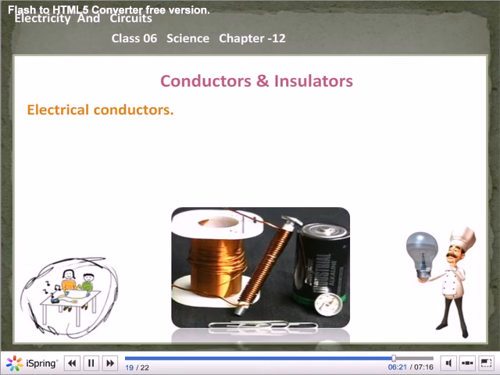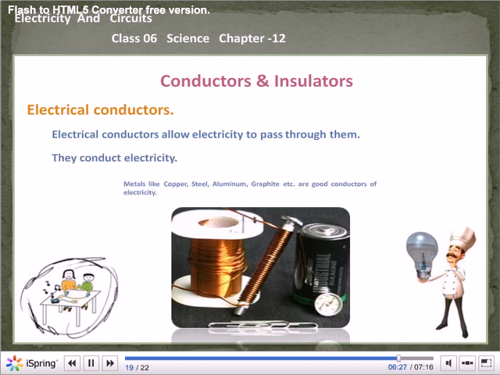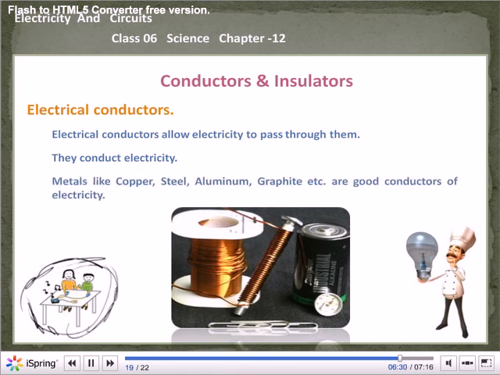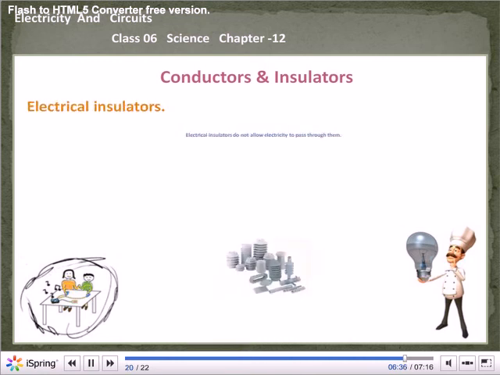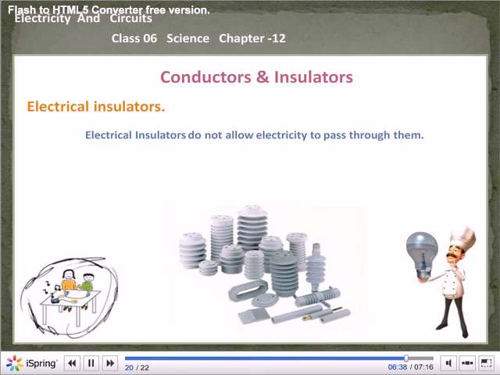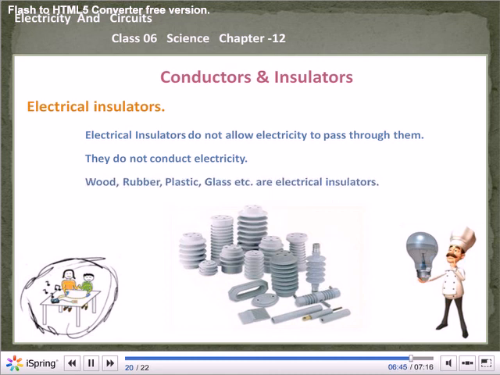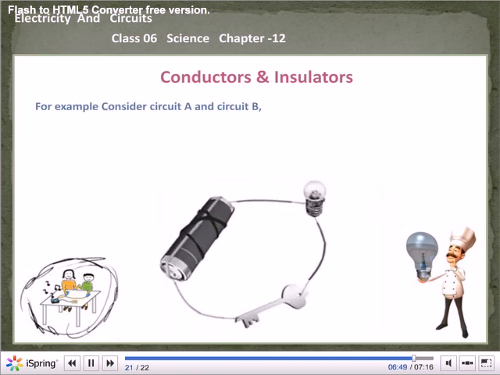Electrical conductors. Electrical conductors allow electricity to pass through them. They conduct electricity. Metals like copper, steel, aluminium, graphite, etc. are good conductors of electricity. Electrical insulators. Electrical insulators do not allow electricity to pass through them. They do not conduct electricity. Wood, rubber, plastic, glass, etc. are electrical insulators. For example, consider circuit A and circuit B.